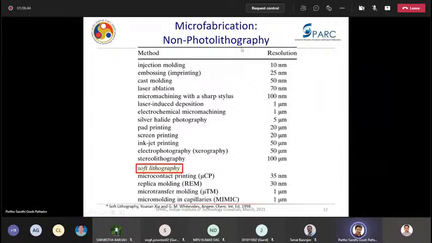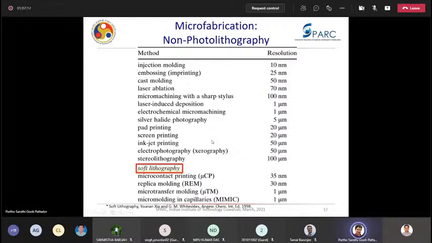Okay, but apart from the soft lithography, there are other lithography techniques like injection molding and embossing. Some of these are also used in soft lithographic methods that I'll talk about later. So there are various different ways of doing this photolithography. I'll cover a few of them in this lecture. I have selected a few topics, and we'll cover those.